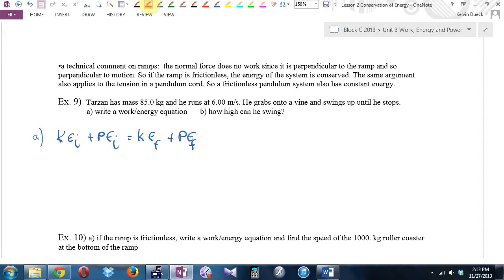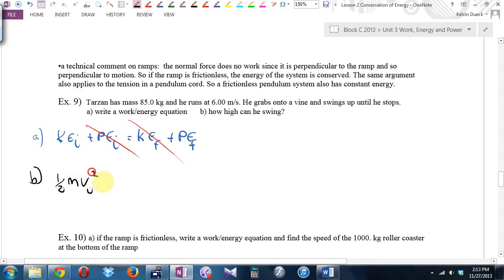Is his initial speed 0? No. Is his initial height 0? Oh, cool. Is his final speed 0? Oh, cool. Is his final height 0? Not at the top of the swing. In fact, I get a half m v initial squared equals m g h final.